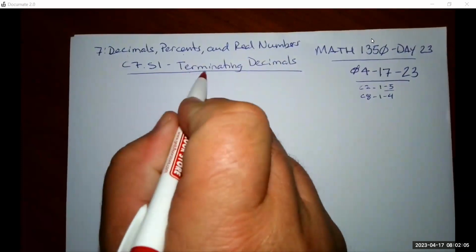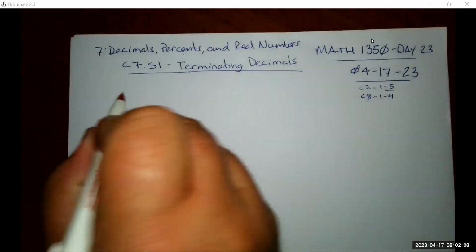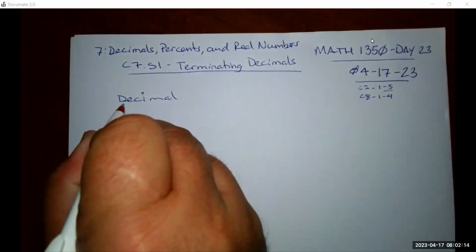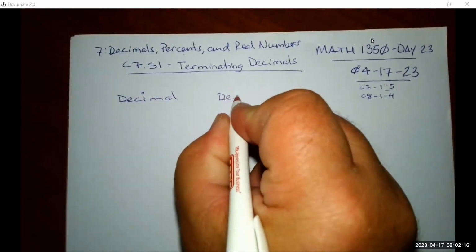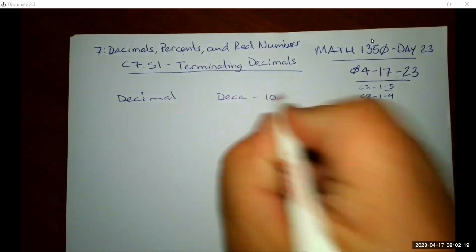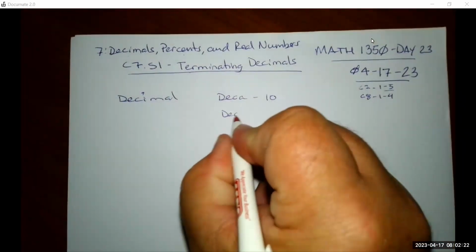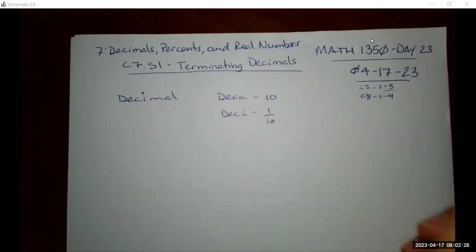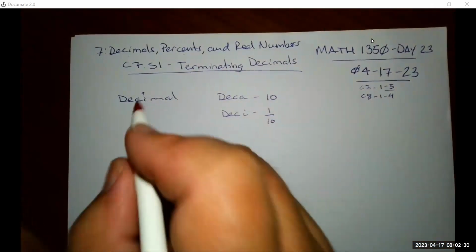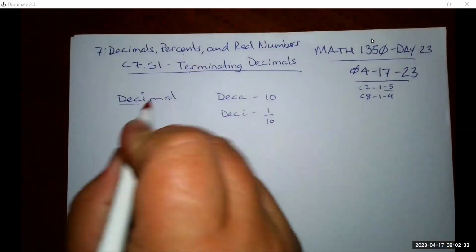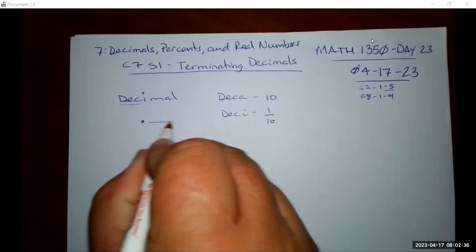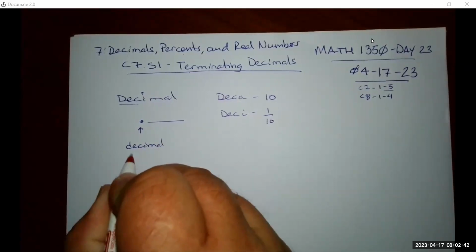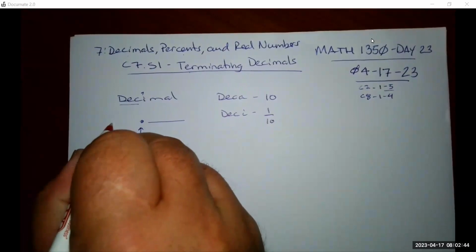The first section we're going to look at is called Terminating Decimals. The word decimal: deca means 10. Deci means 1/10. So what we're looking at here is decimals. We're looking for all the numbers after the decimal point. You have numbers in front of this.